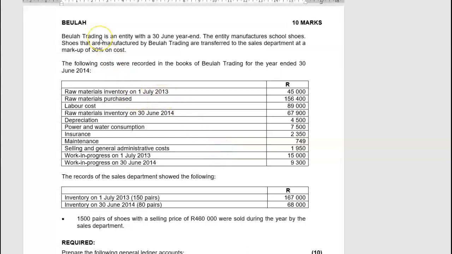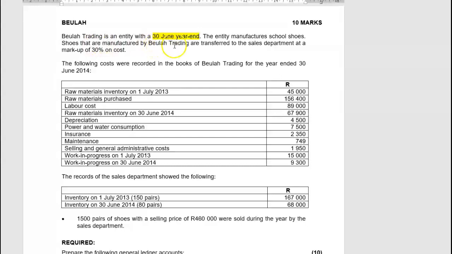Okay guys, let's do an example where there's unrealized profit in the question. Beulah Trading is an entity with a 30 June year end. The entity manufactures school shoes, and you will see its exorbitant prices, but nevertheless, it must be walking on air, something on water, I don't know.